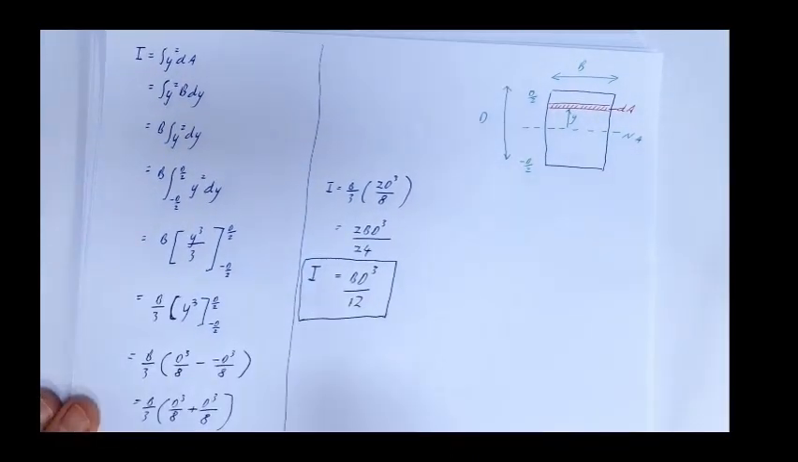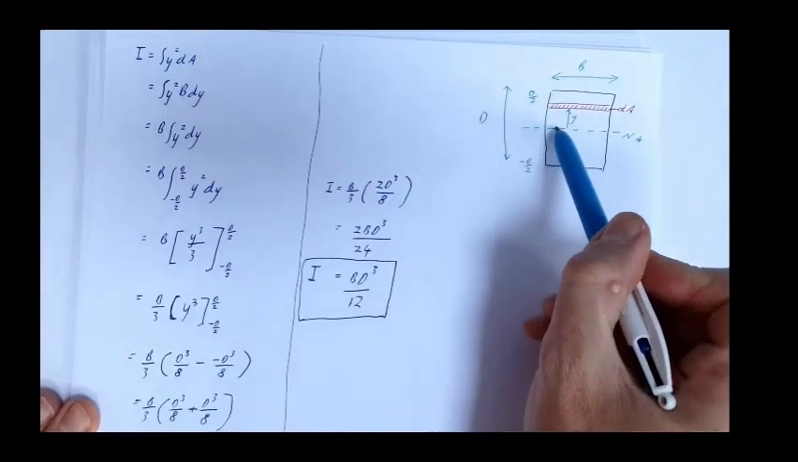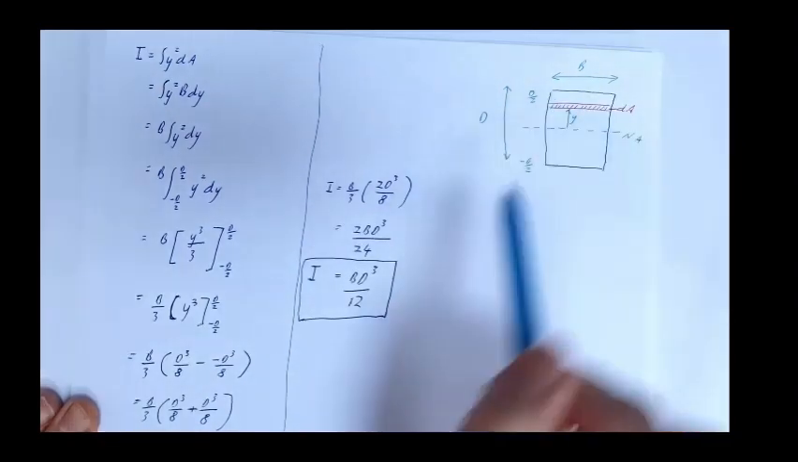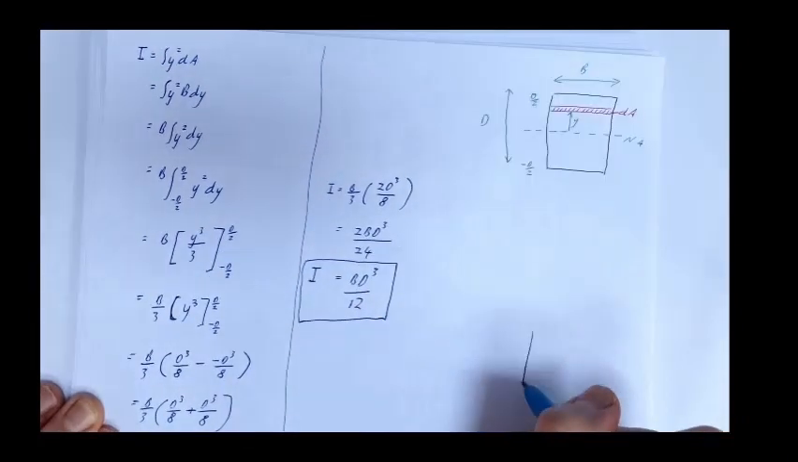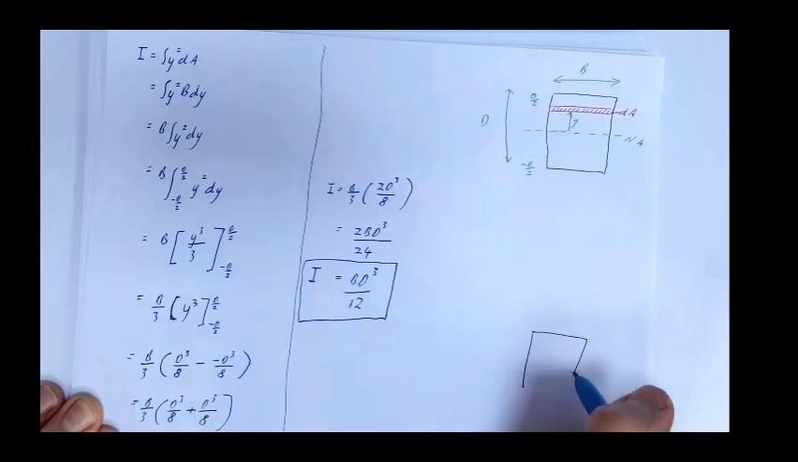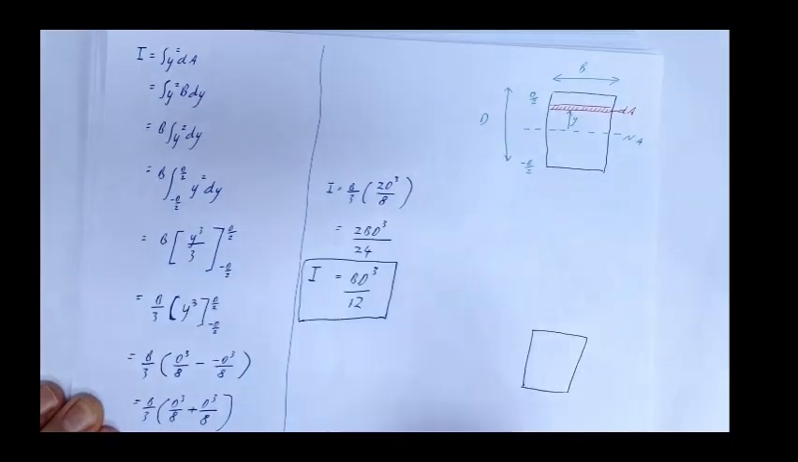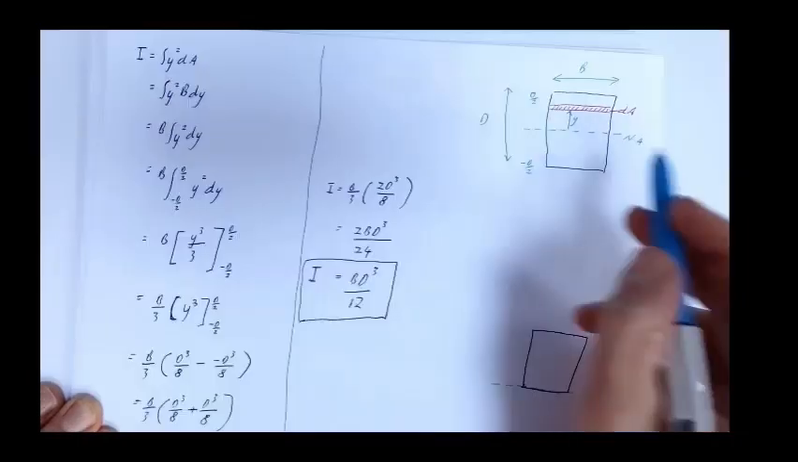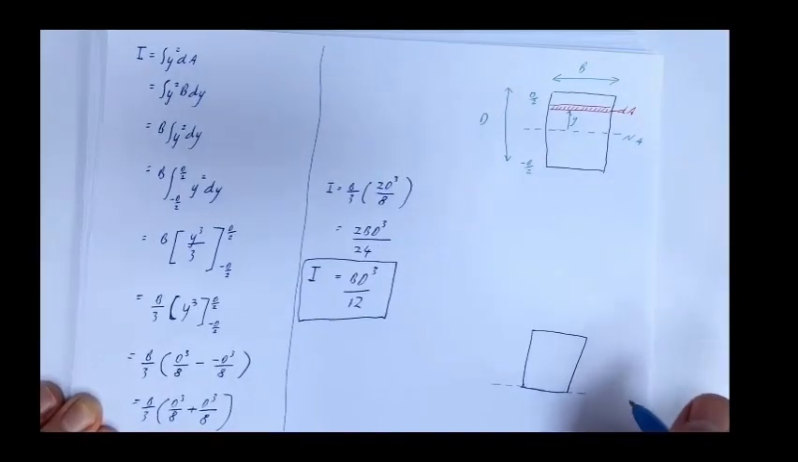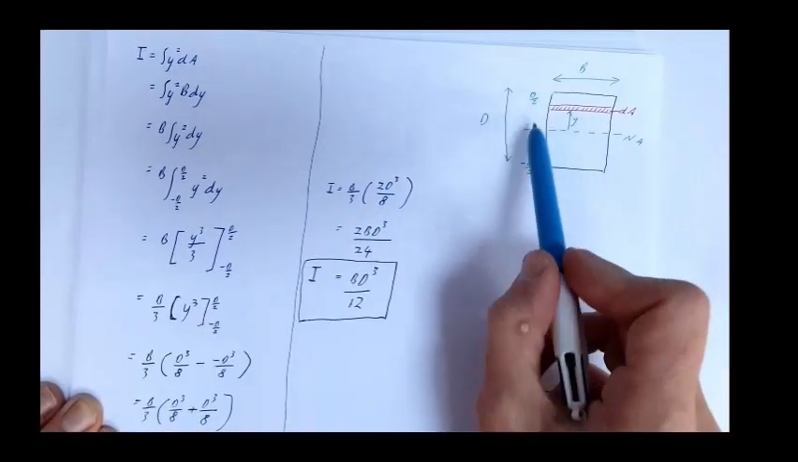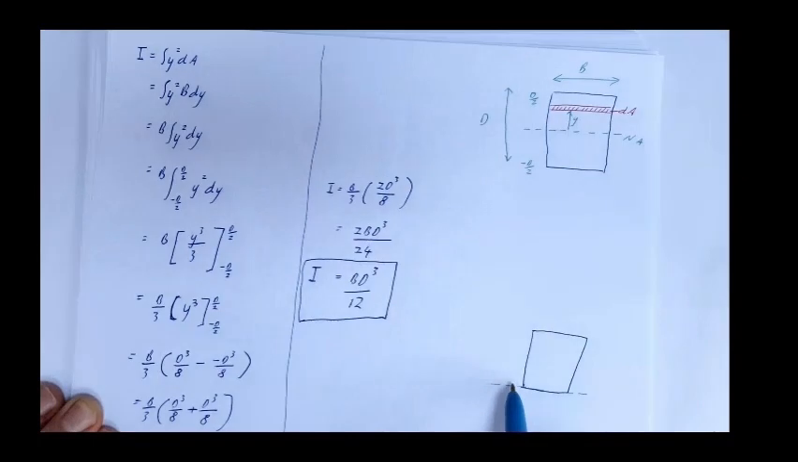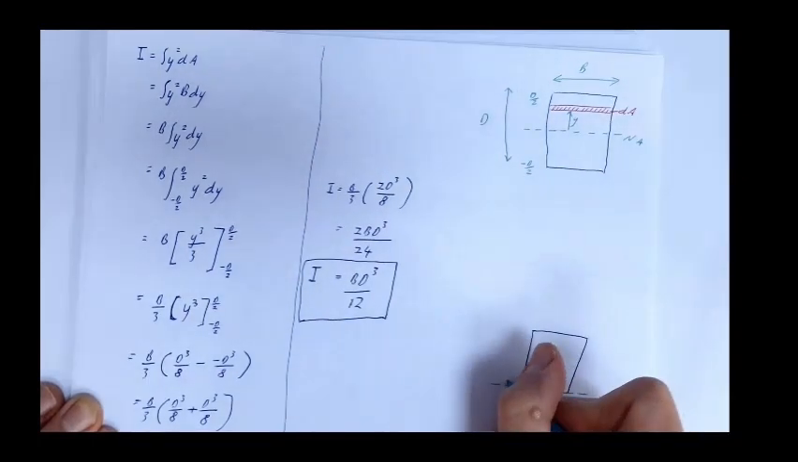Now, notice with that example, the neutral axis ran through the center of the rectangle. We ended up with bd cubed over 12. We can show it in exactly the same way if we have the same shape, a rectangle, but this time the axis runs along the edge of the rectangle. So it's not our neutral axis, we've got our axis along the edge here. So our limits this time, instead of being between d over 2 and minus d over 2, are going to be between 0 and d.